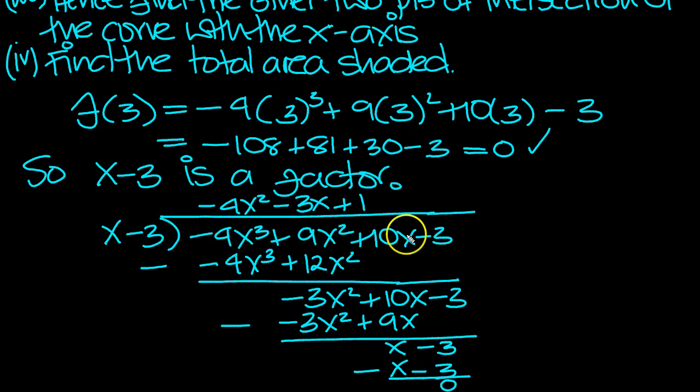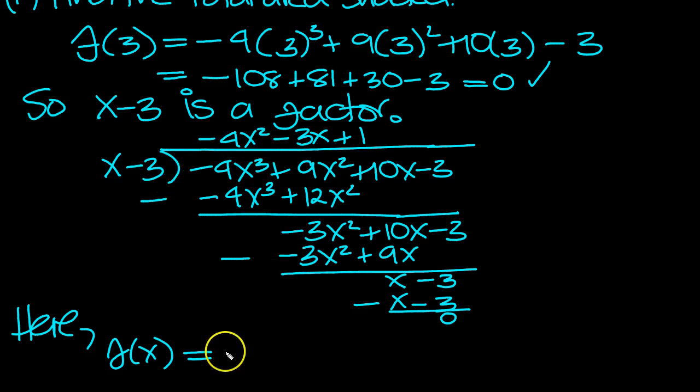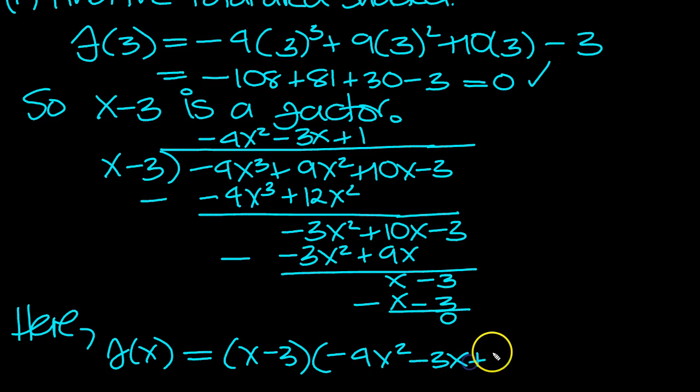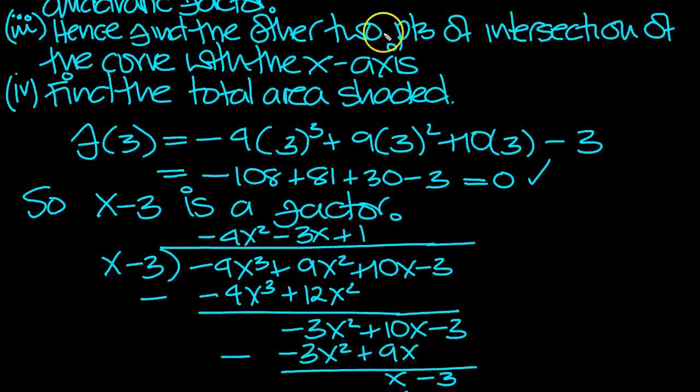So x minus 3 goes into this cubic this many times. So here we see that f of x, our cubic polynomial, is equal to x minus 3, which is a factor, of course, and this here, which we can write as minus 4x squared minus 3x plus 1. Let's write it like that. Okay, so there's our linear factor and our quadratic in the product. So that's done. Hence find the other 2 points of intersection of the curve with the x-axis.